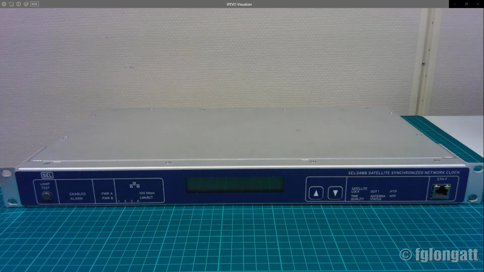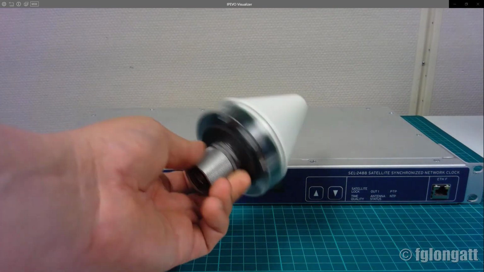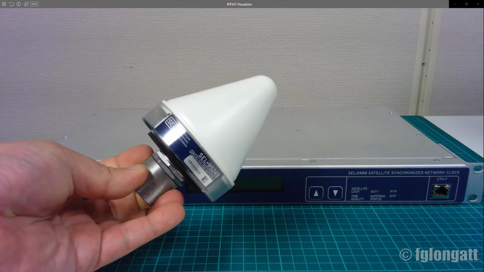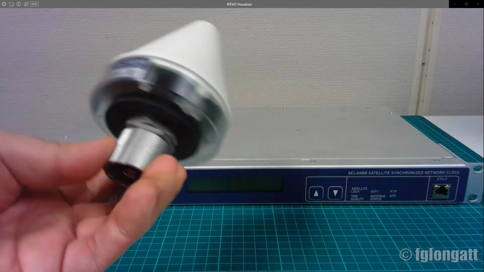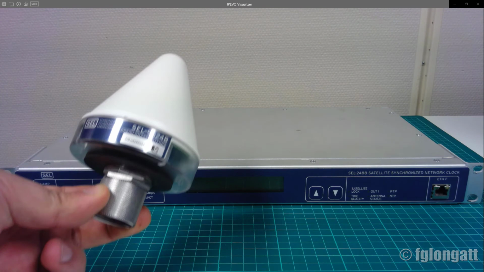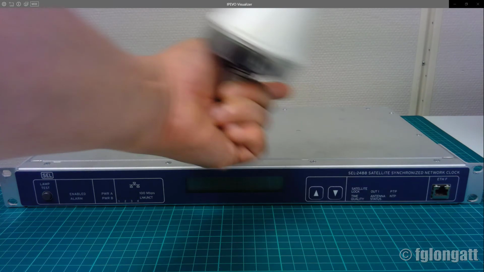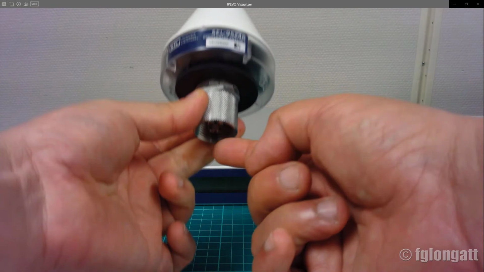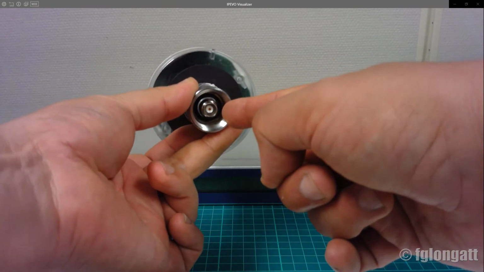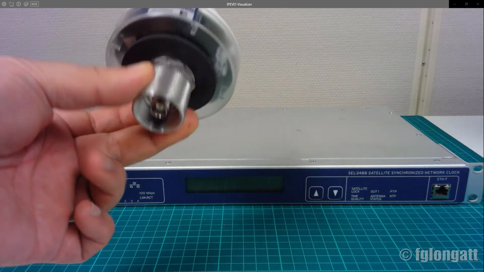As I told you before, in order to get the satellite signals, you need to have an external antenna. And in this case, I am showing you here the SEL 9524B. This is the official and real antenna that you need to use with the SEL 2488 satellite synchronized network clock. Of course, you need the connection between this antenna and the back plate of this device in order to capture the signal.